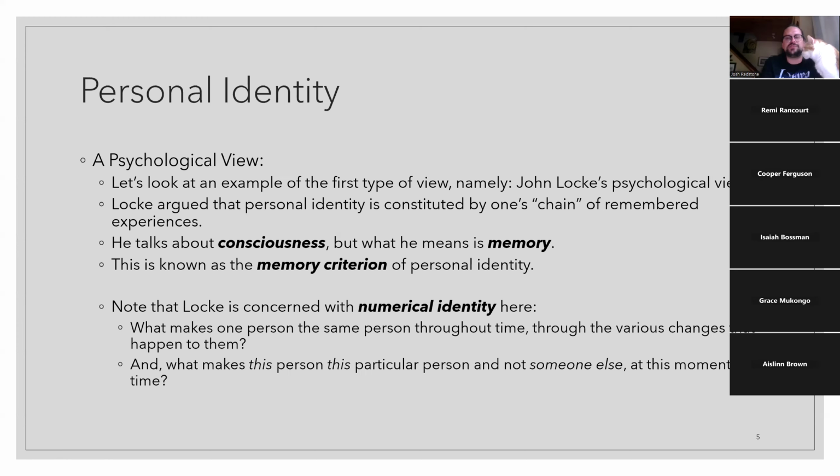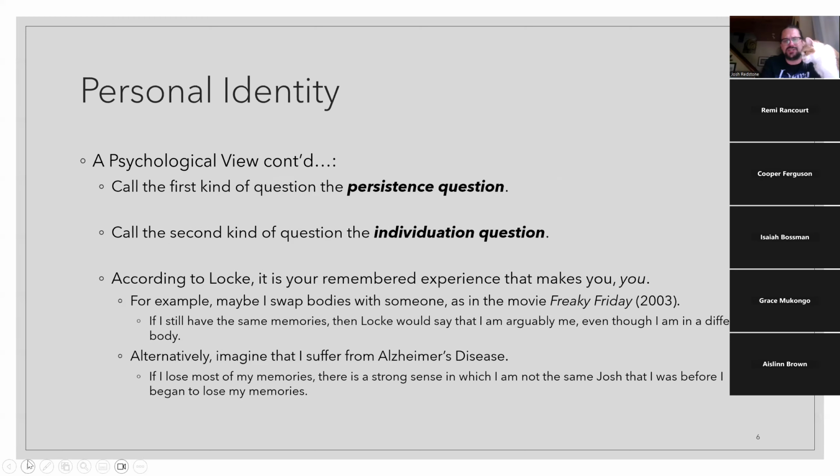So each of these issues that we've just been grappling with have particular names, right? We can think of the first kind of issue as a persistence question. What makes you the same individual over time, despite all of the changes that might occur to you and that do occur to you? That's a persistence question. An individuation question is more about what individuates you from others.